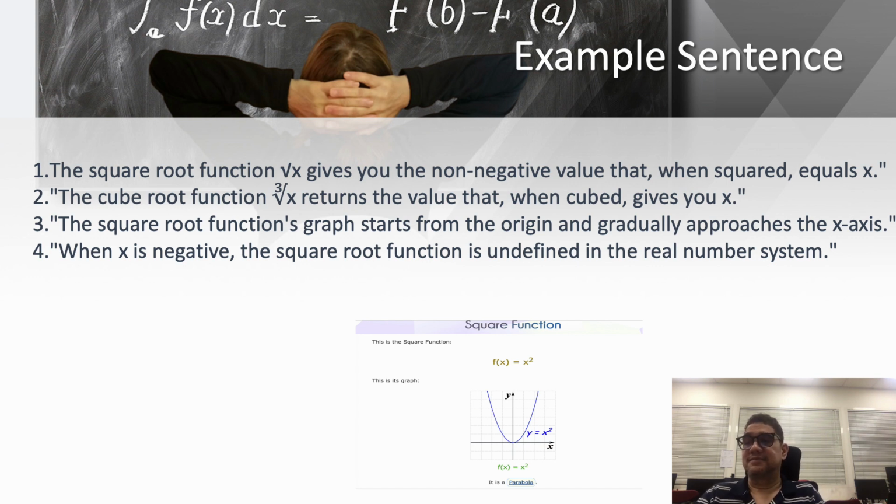Example sentence. The square root function graph starts from the origin and gradually approaches the x-axis. When x is negative, the square root function is undefined in the real number system. We can appreciate the graph of a square function like a parabola, y = x^2.